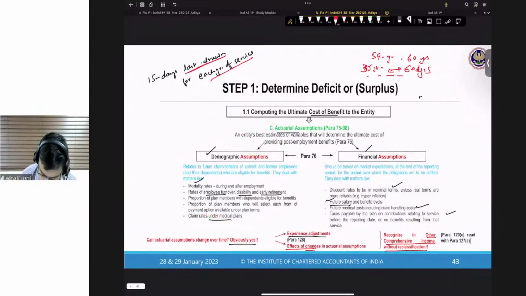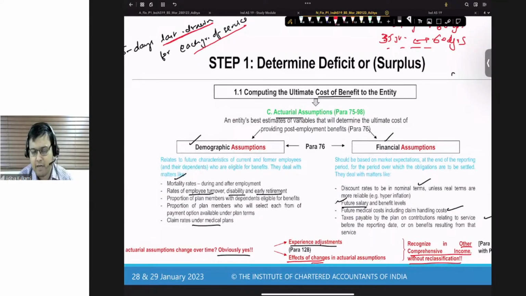See, actuarial assumption, you look at each and every factor. Mortality rates, do you have reliable data? Answer is no. Employee turnover, do you know what will happen? Pandemic like COVID happened. You have to throw out some people, hire some people. They will move the jobs within the COVID period. No certainty about turnover, no certainty about disability, retirement. Who is dependent on the plan members? Claim rates under medical plans. Nothing is certain. Discount rates, future salary, future medical cost, all these things nobody knows. Nobody can predict with accuracy.